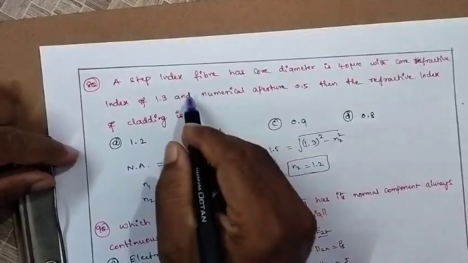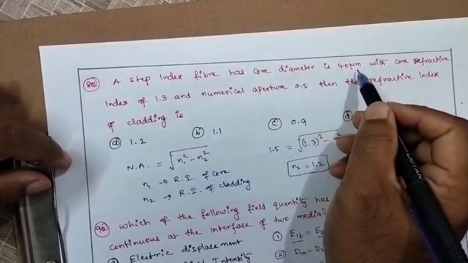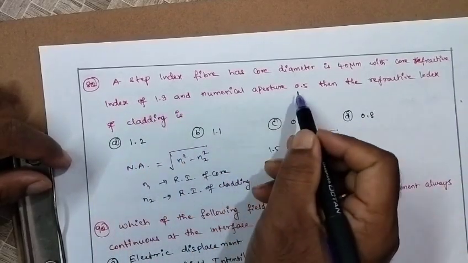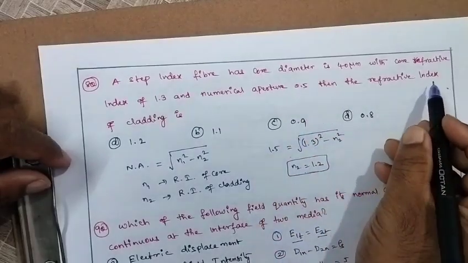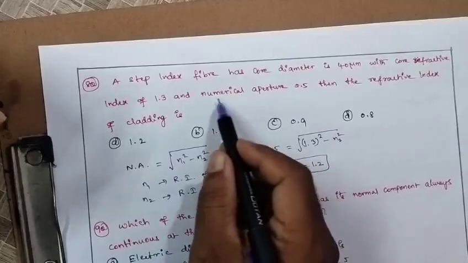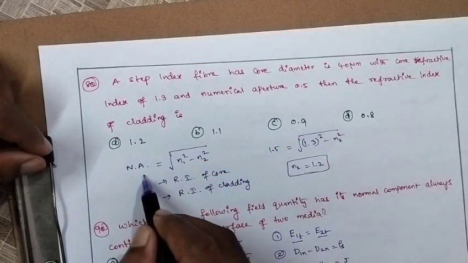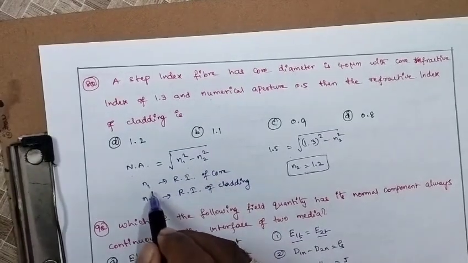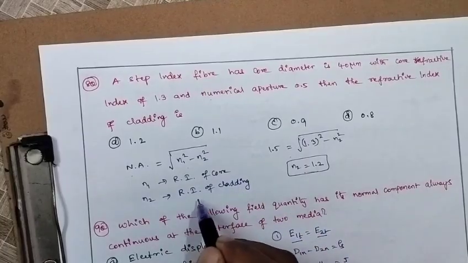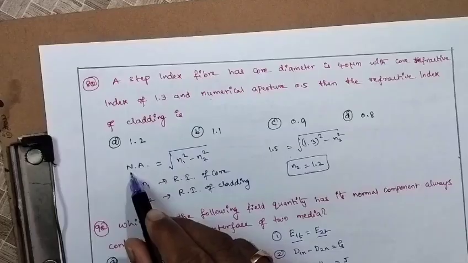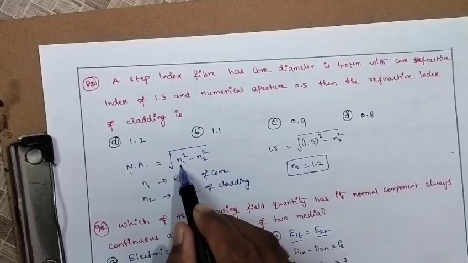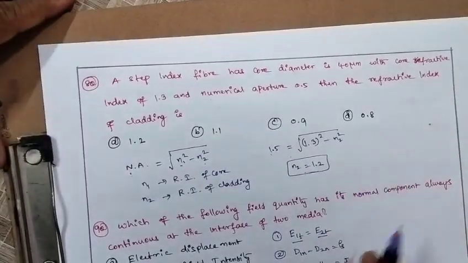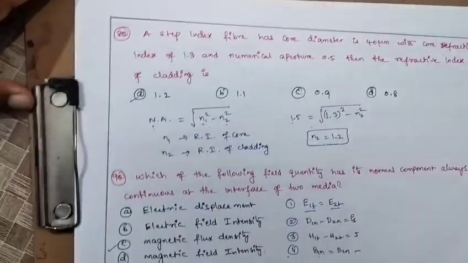A step index fiber has a core diameter of 40 micrometer with a core refractive index of 1.3 and the numerical aperture is 0.5. Then the refractive index of the cladding is dash. See, the numerical aperture formula is NA equal to under root N1 square minus N2 square, where N1 is the refractive index of the core, N2 is the refractive index of the cladding, and NA is given. N1 is given, asking to find N2. So substitute, we will get the N2 value as 1.2. So option A will be the correct answer. Next question.